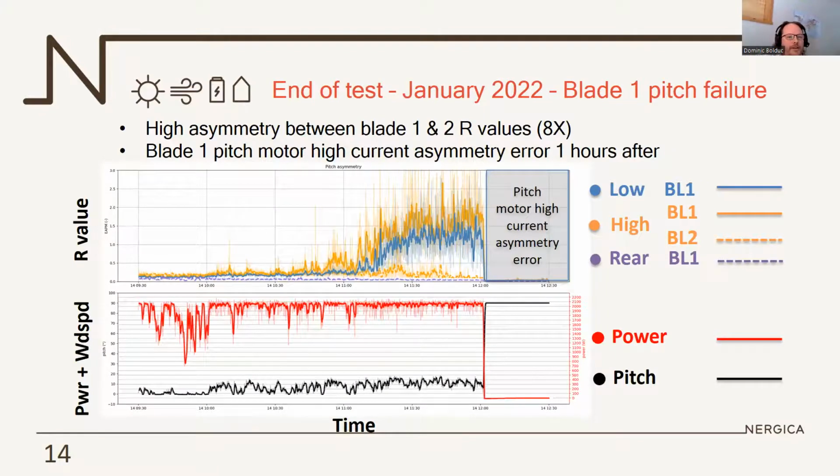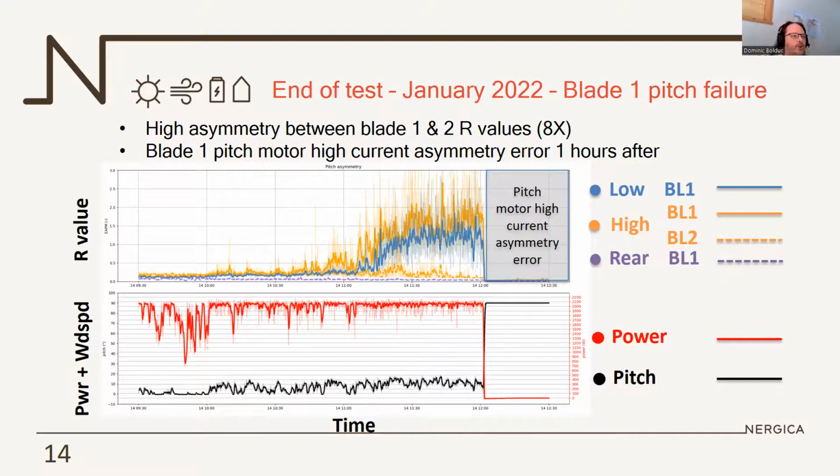Unfortunately, we had a blade pitch failure on blade 1 during January, so we needed to end the test. So we had less data than we thought we could have. But we've seen something that we were not expecting. Actually, the R values of blade 1, which is the top orange one, were a lot higher compared to the blade 2 R value.